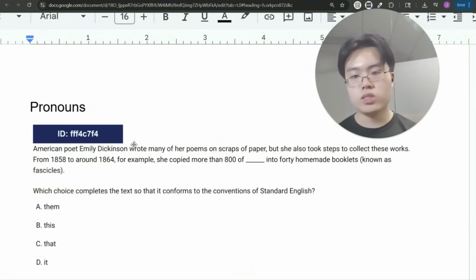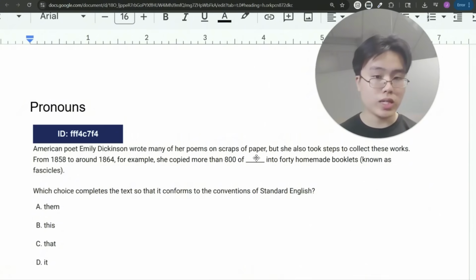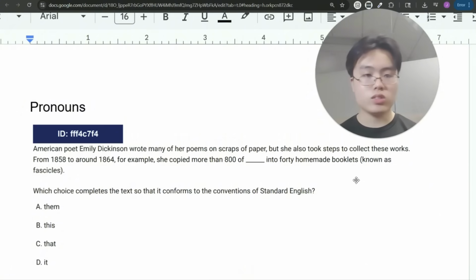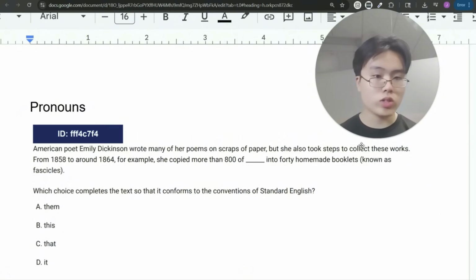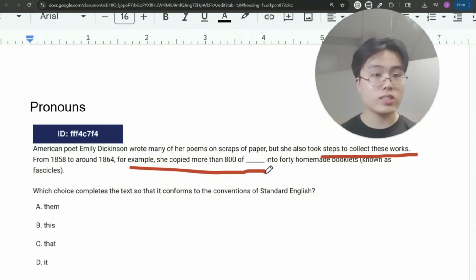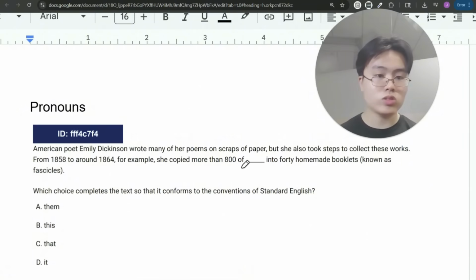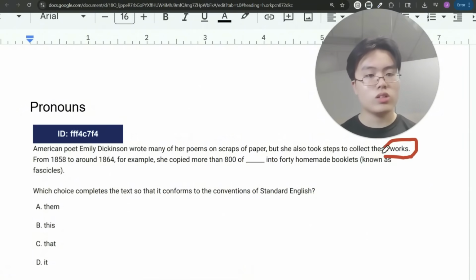American poet Emily Dickinson wrote many of her poems on scraps of paper, but she also took steps to collect these works. Okay, so she collected and wrote a lot. From this, for example, this is the example of her collecting these works, right? She's copied more than 800 of. So this is literally just restating this part. She took steps to collect these works, and it's an example of the steps she took to collect these works, right? And she copied more than 800 of what? The works, right? So the subject that the pronoun is referring to here is works.